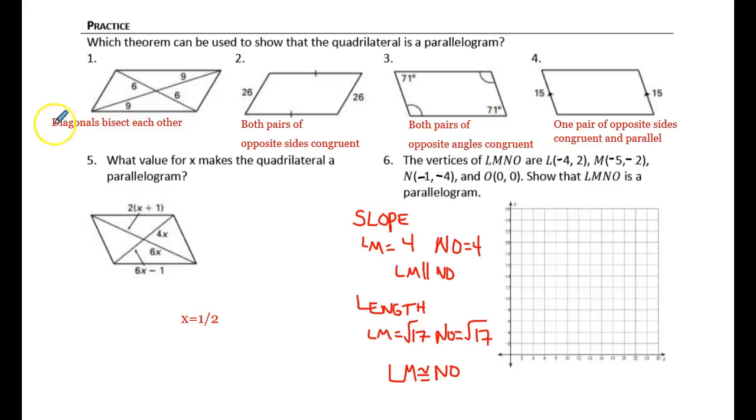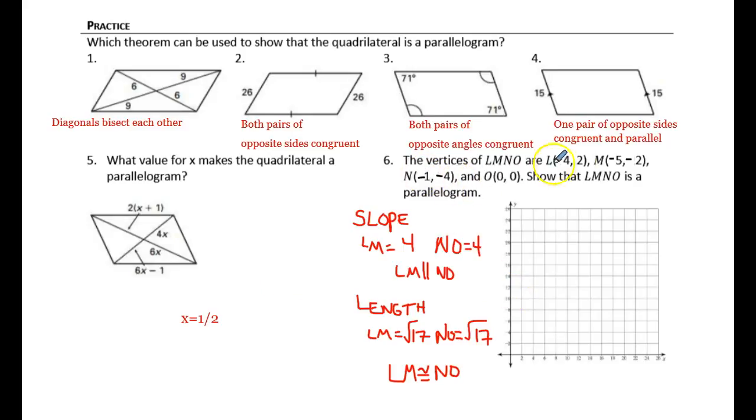So in number 1, the diagonals bisect each other. In number 2, both pairs of opposite sides are congruent. In number 3, both pairs of opposite angles are congruent. And in number 4, I have one pair of opposite sides that are both congruent and parallel. In number 5, what value for x makes the quadrilateral a parallelogram? If x equals 1/2, then that means my diagonals have bisected each other. So that would make it a parallelogram.